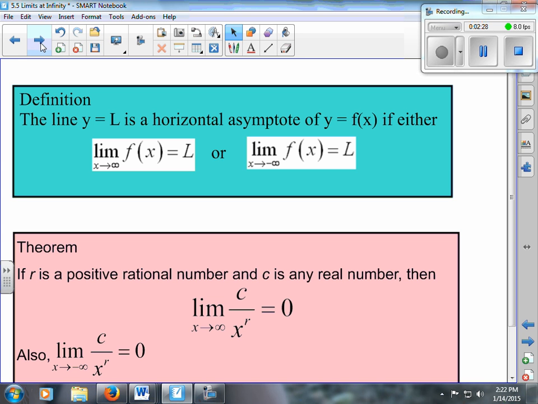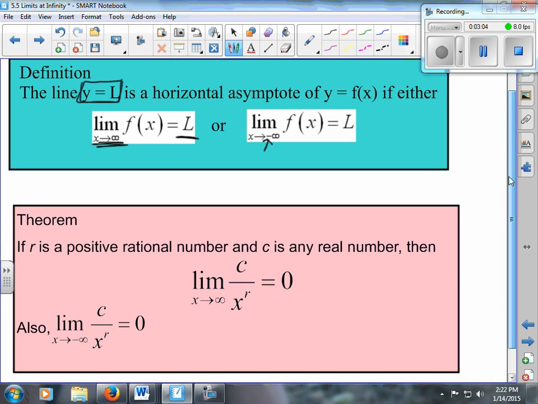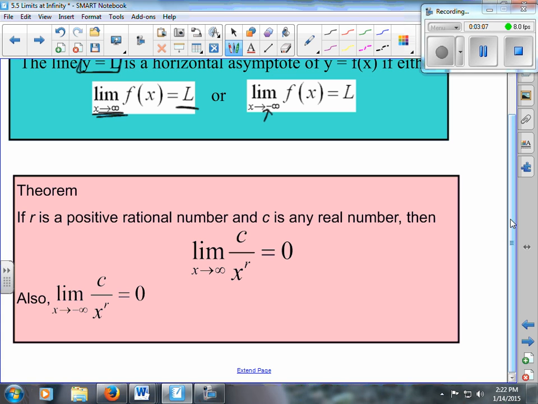So because of what we just talked about, we have a new definition of a horizontal asymptote. The line y equals L is a horizontal asymptote if your limit as x goes to infinity is L. In the last case, it was 3. But also, you could have done the limit as x goes to negative infinity and gotten that same answer, and you would have a horizontal asymptote there. So we have a connection between horizontal asymptotes and limits as x goes to infinity.